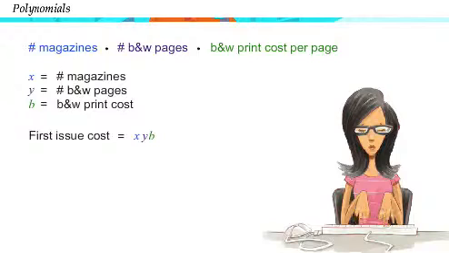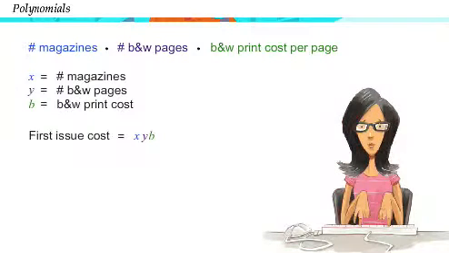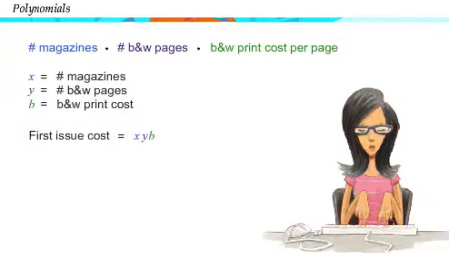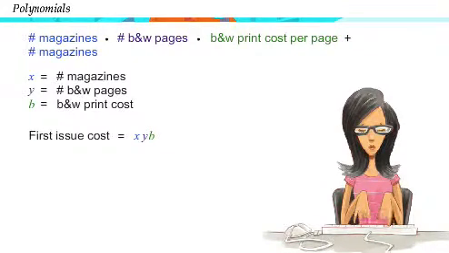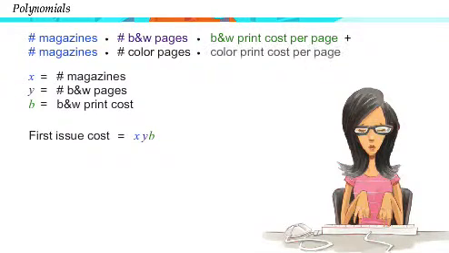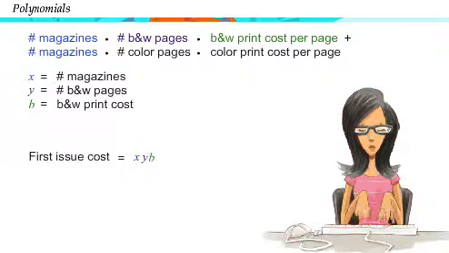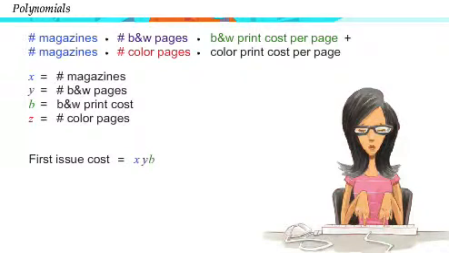For the second issue, she plans to include some of her artwork in color. To calculate her cost, we'll need to expand our formula to the number of magazines times the number of black and white pages times the black and white print cost plus the number of magazines times the number of color pages times the cost to print a color page. We'll need two more variables, Z for the number of color pages and C for color print cost.